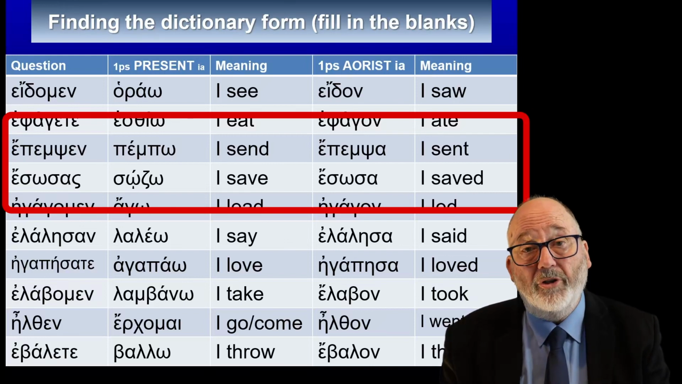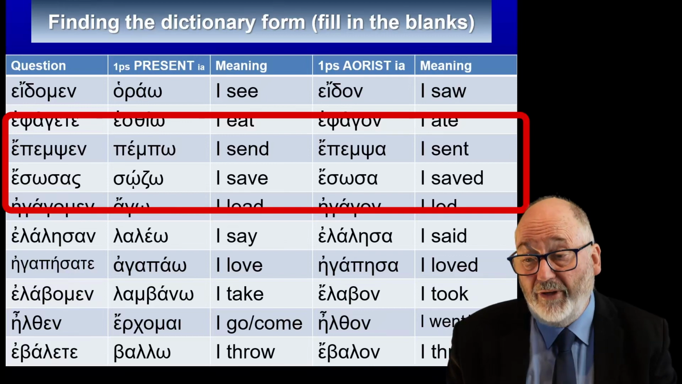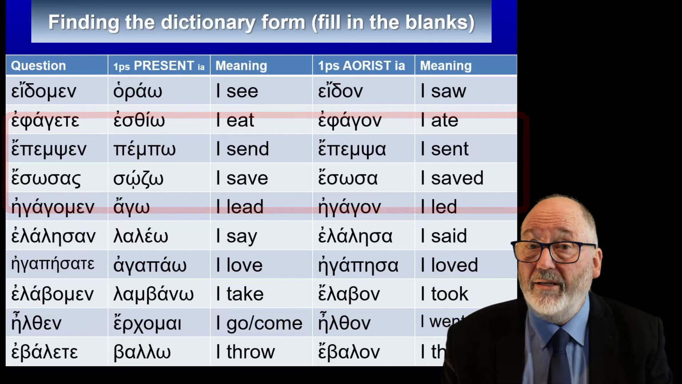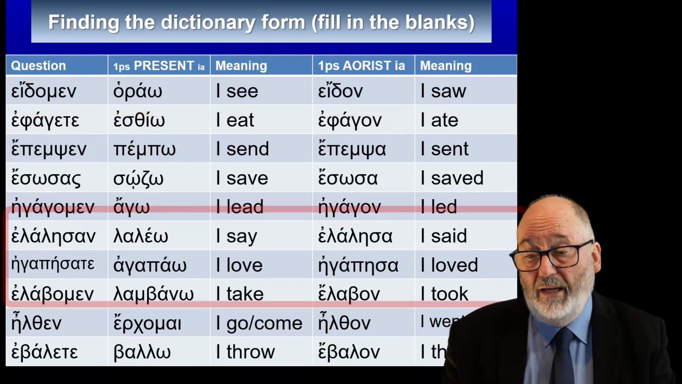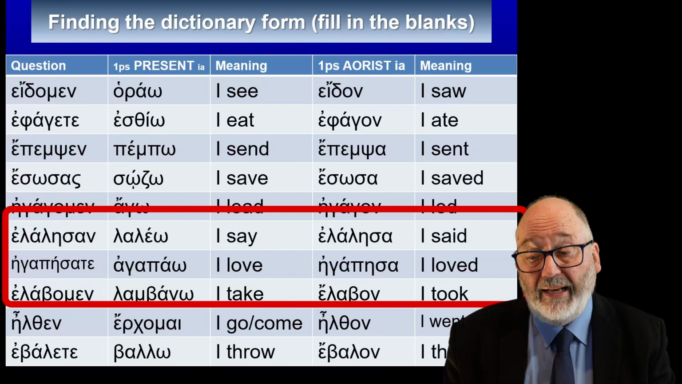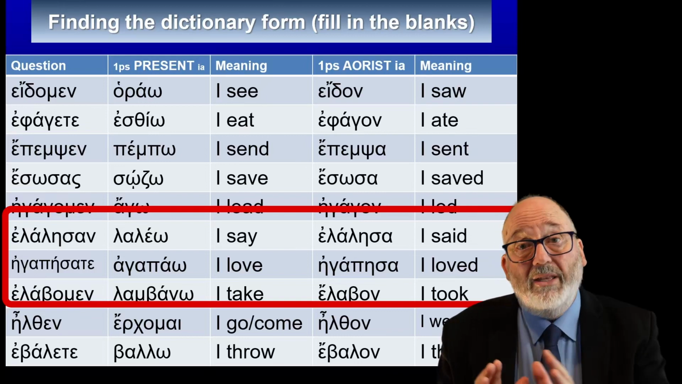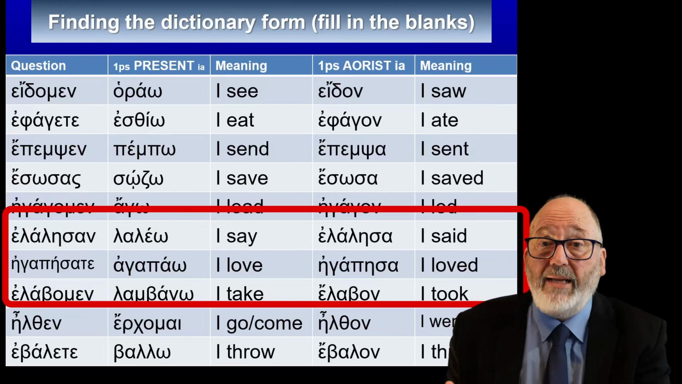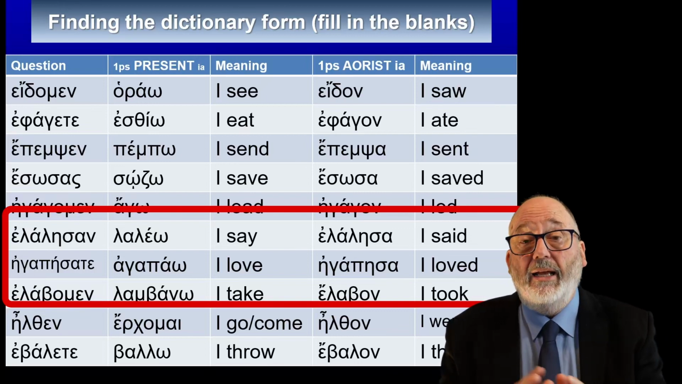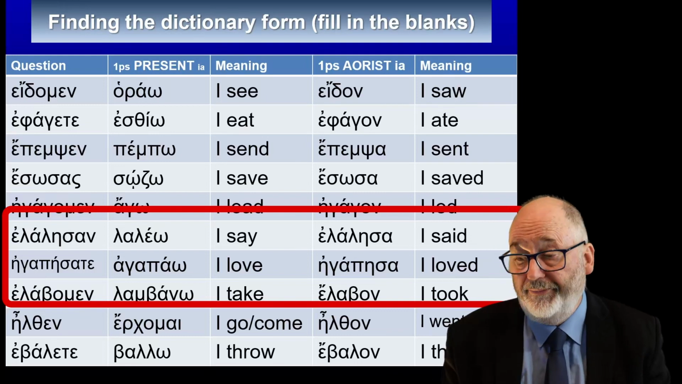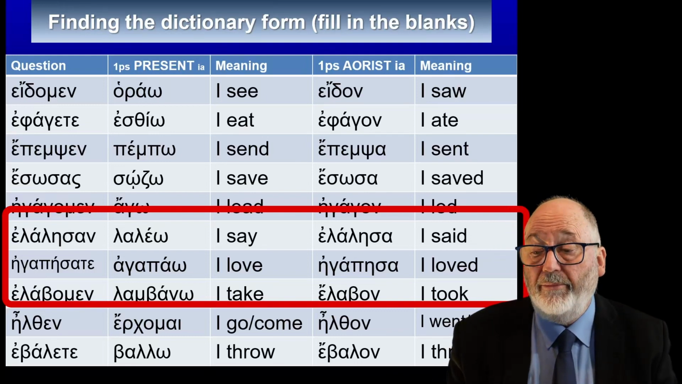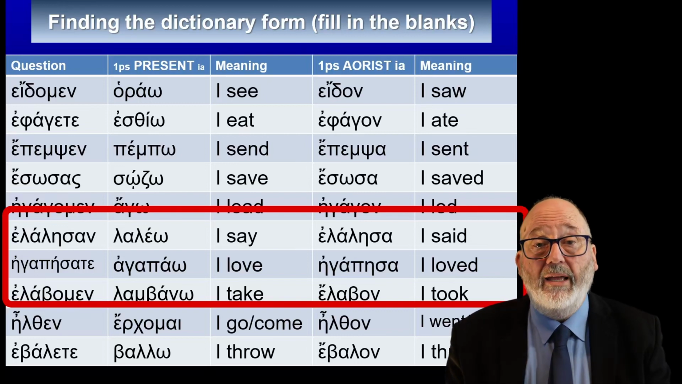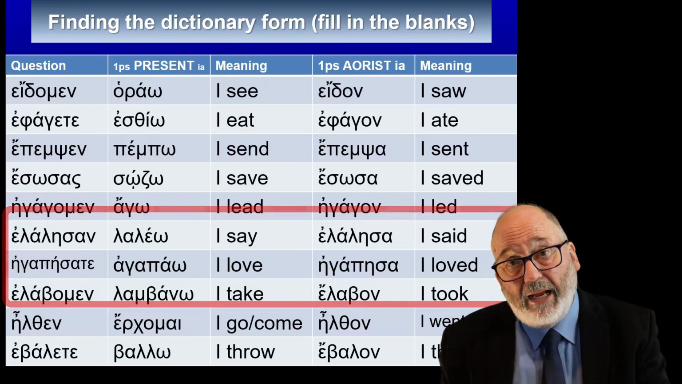Sosas is from the verb sozo. And remember, there's a bit of a gotcha with sozo. It has an iota subscript in the present indicative, but not in the aorist indicative. Elelasen comes from laleo and eo verbs. So the sa, sas, sen ending becomes asa, asas, asen, etc. Agapesata comes from agapeo, I love. And again, it's an ao. So the ao becomes asa.